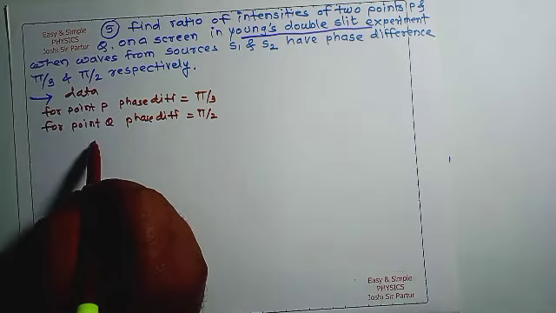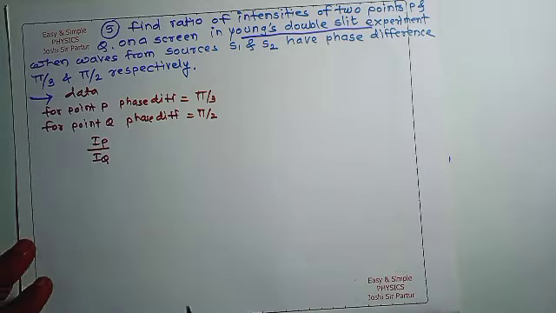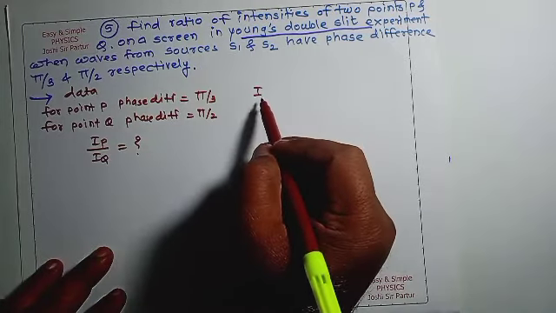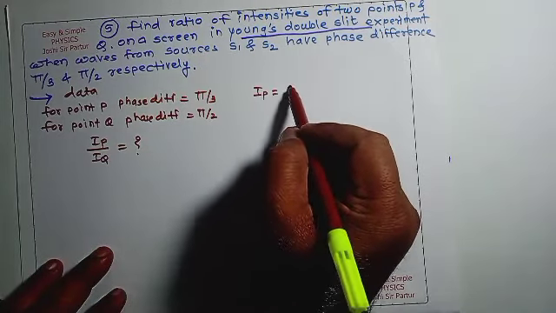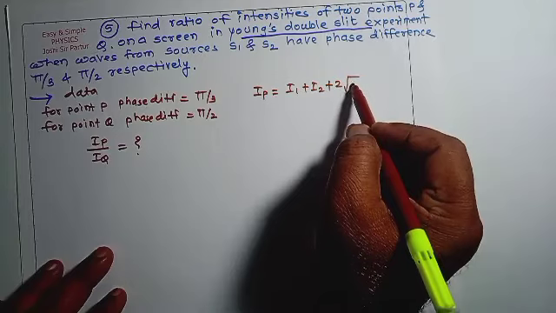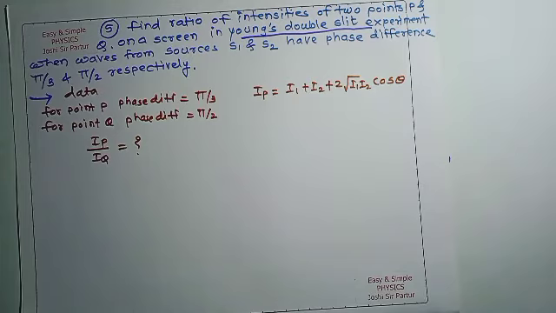And we can find out the intensity at P and the intensity at Q, their ratio, meaning the ratio of intensity at point P and intensity at point Q. We know the formula: the resultant intensity at point P will be I1 plus I2 plus 2 times the square root of I1 I2 cos theta, where theta is the phase difference, and the phase difference is given.